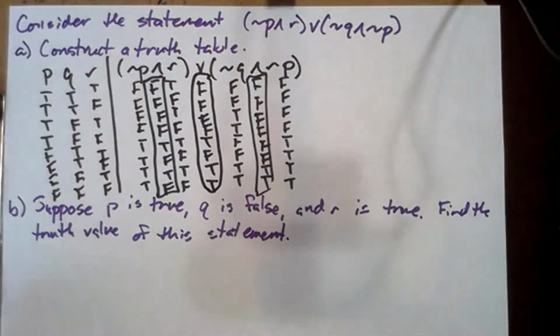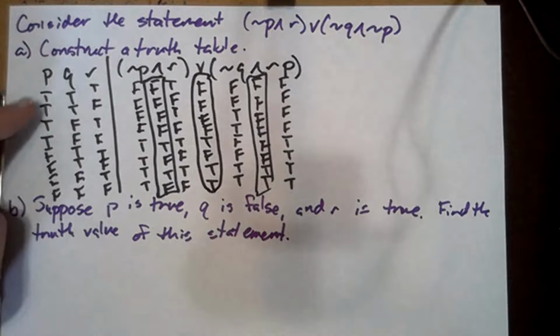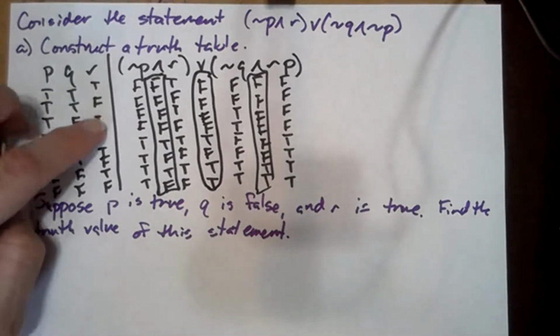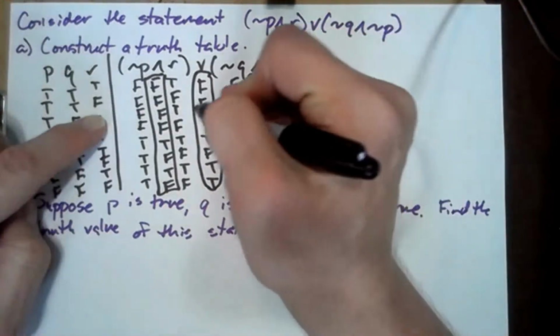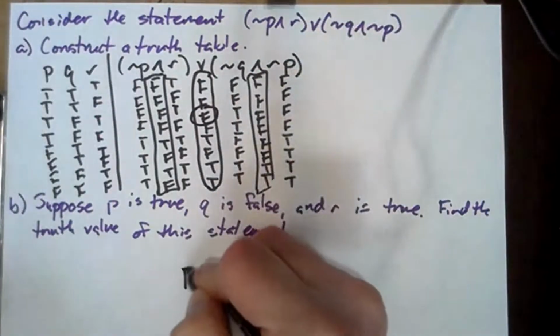Now, suppose P is true, Q is false, and R is true. We want to find the truth value of this statement. So we check: P is true, Q is false, R is true. There we go. This is false.